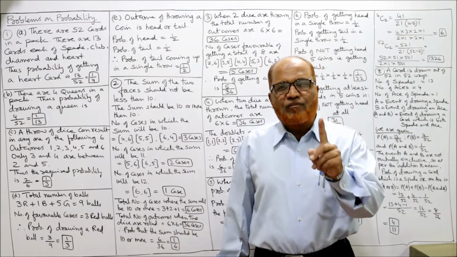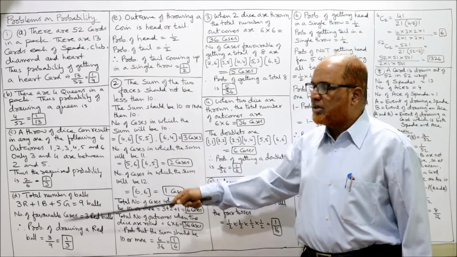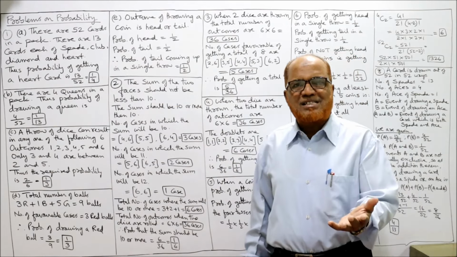That's it. The first problem consists of 5 bits and all the 5 bits we have discussed. These are the basic things.